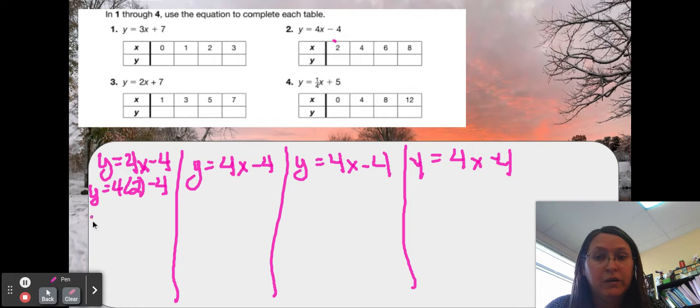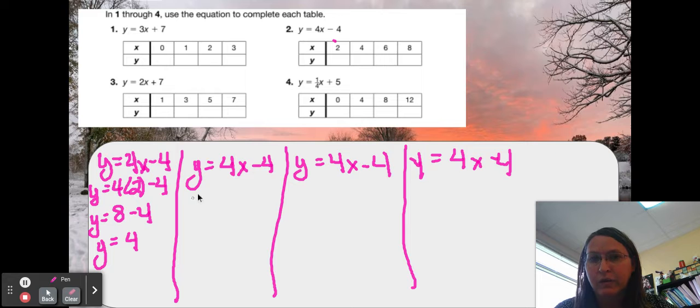Using the order of operations, there's no grouping symbols, there's no exponents, but there is multiplication and division. So I'm going to first start with 4 times 2, which is 8, minus 4. 8 minus 4 is 4, so y equals 4. Under this 2, I'm going to put my answer, y equals 4.